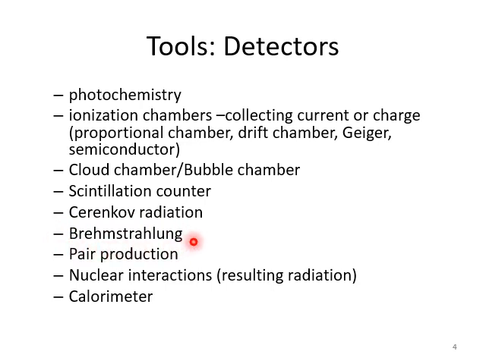Bremsstrahlung, we talked about when we talked about X-rays. If a charged particle comes shooting into a material and rapidly decelerates, then X-rays can be emitted. Pair production, I'll talk about in a couple of minutes.